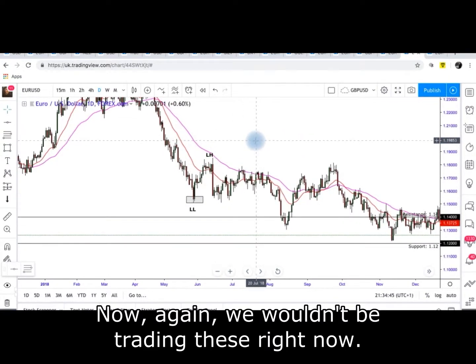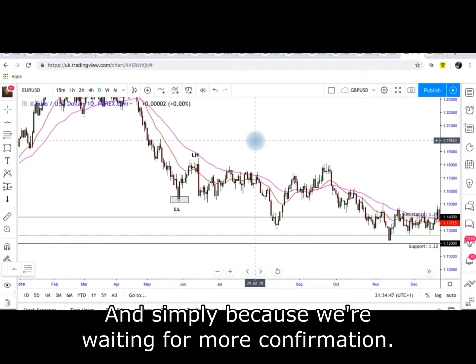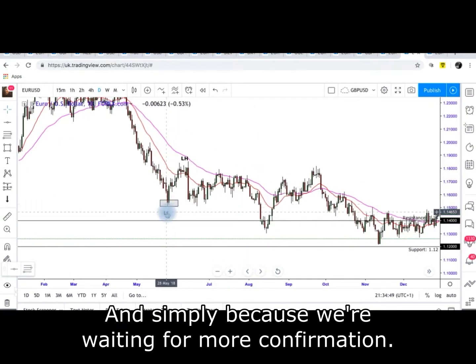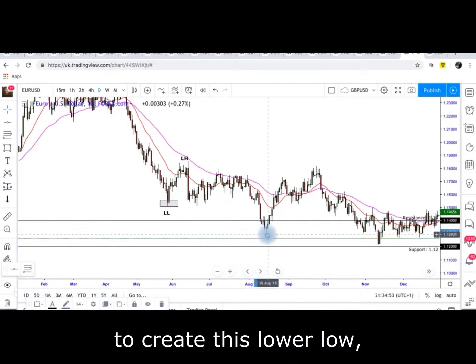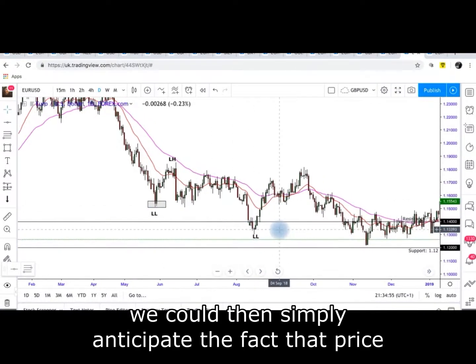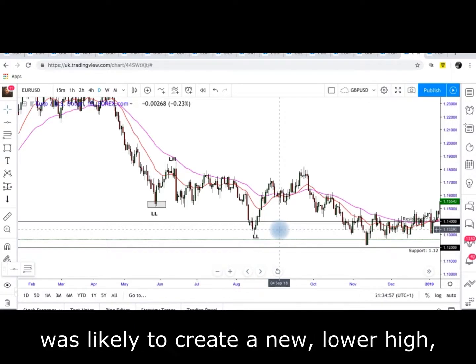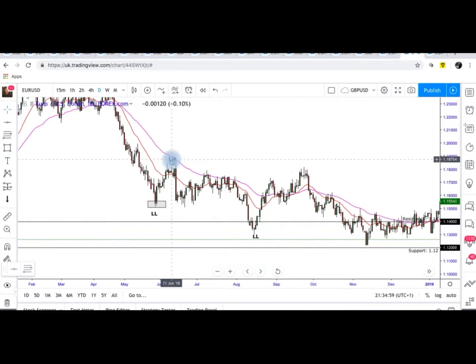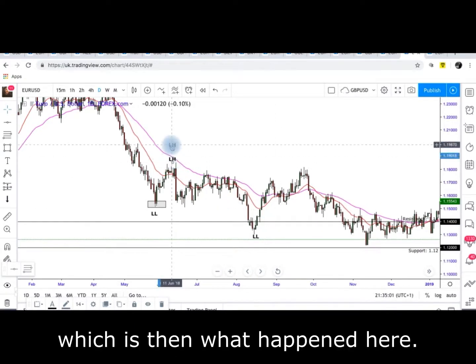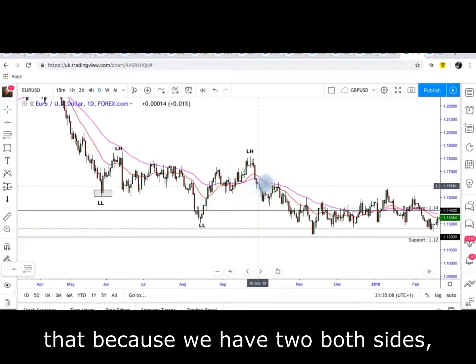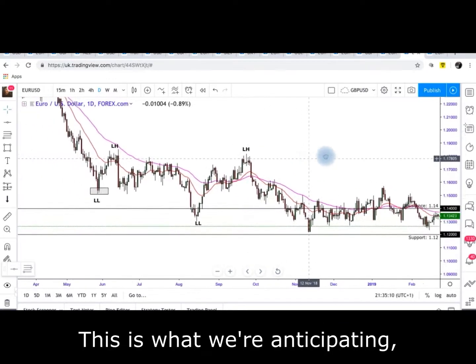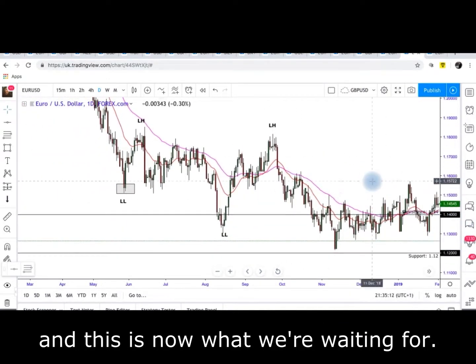Now, again, we wouldn't be trading this right now, simply because we're waiting for more confirmation. So when price began to move further down to create this lower low, we could simply anticipate that price was likely to create a new lower high, which is then what happened here. Now, once this happened, we could quite clearly see that because we have two on both sides, we're now looking for a third. This is what we're anticipating, and this is what we're waiting for.